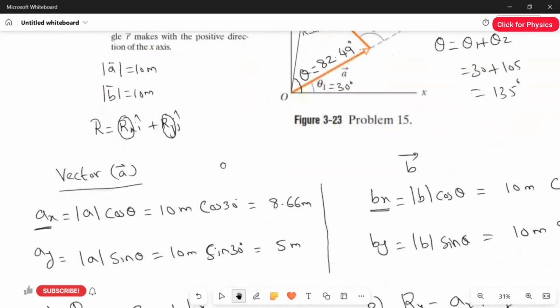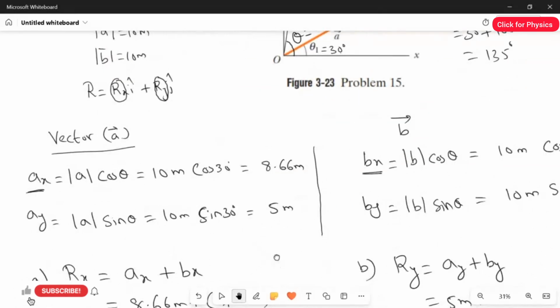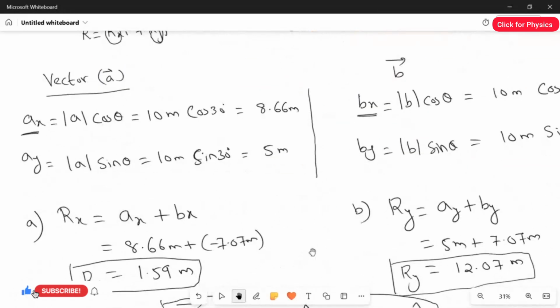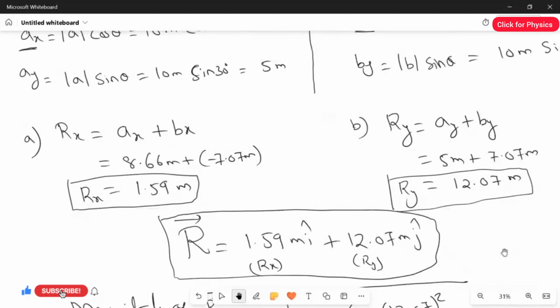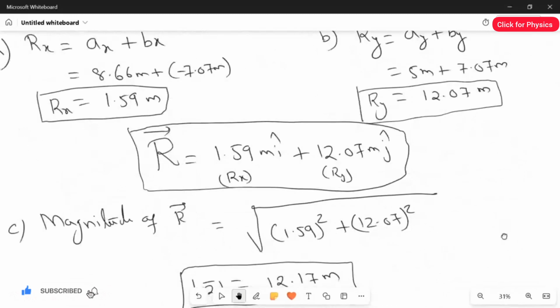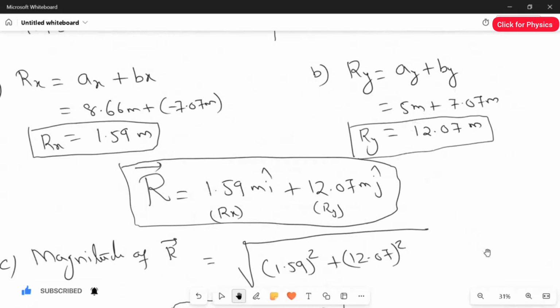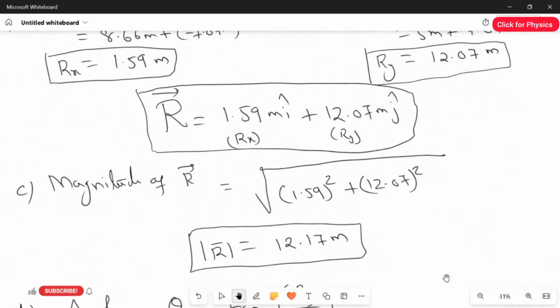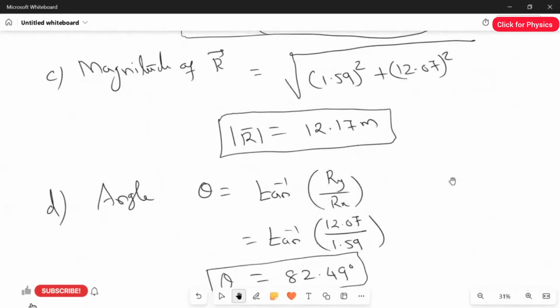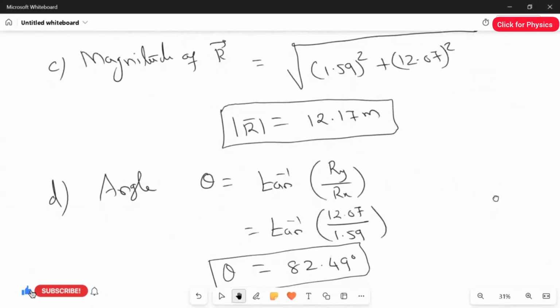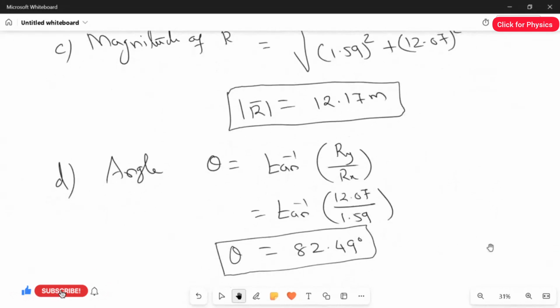But while you are using these, please make sure that your calculator is in degree mode. Clear? And do the calculation correctly. Because if you make any mistakes in rx and ry, then the answers for the C part and the D part will be wrong. Clear? So these are all the answers for this subdivision. Thank you.